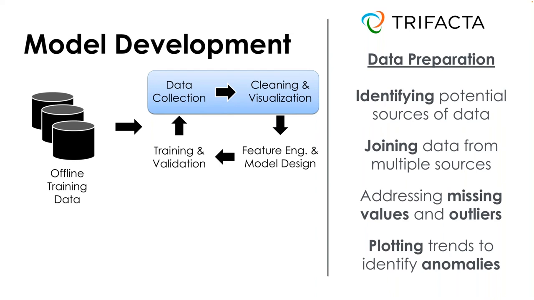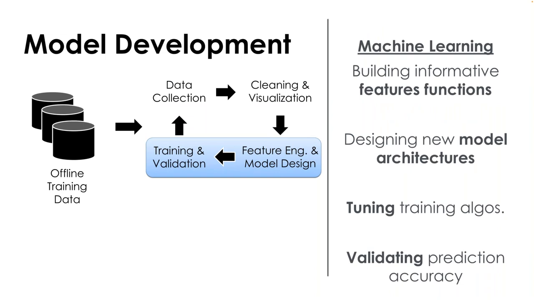And then the second part is the part we tend to teach in classes on machine learning. This is things like building feature extraction functions and designing model architectures if you're actually a machine learning researcher, tuning your training algorithms or specializing them to your application domain. And then, of course, going through training and validation to make sure that your predictions are accurate, at least in the lab. So this is classic model development. It's typically handled by data scientists.